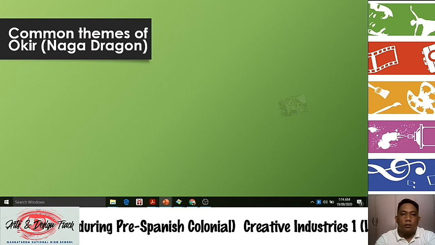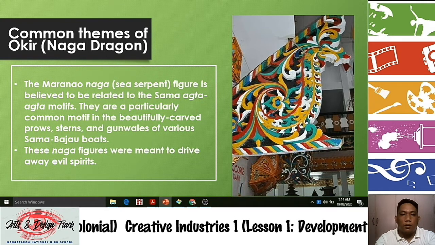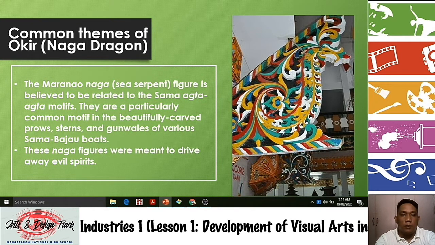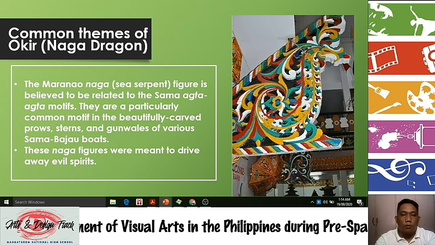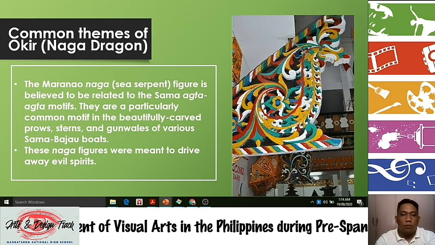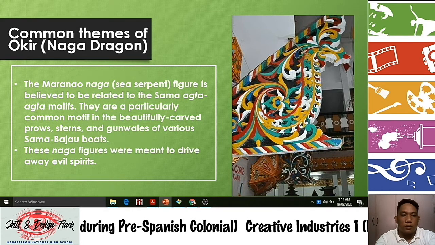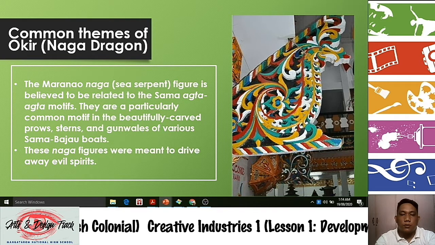Next, the Naga dragon. The Maranao naga or sea serpent figure is believed to be related to the Sama at Tagta motifs. They are particularly common motifs in the beautifully carved prows, sterns, and gunwales of various Sama Bajau boats. These naga figures were meant to drive away evil spirits.